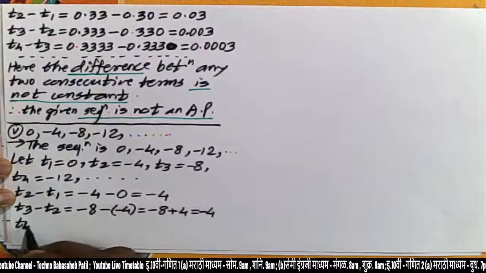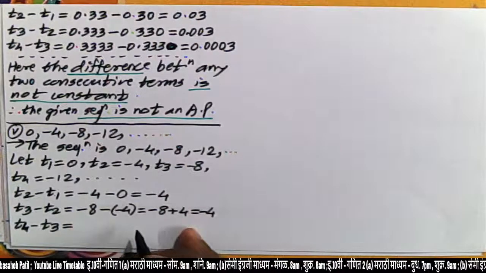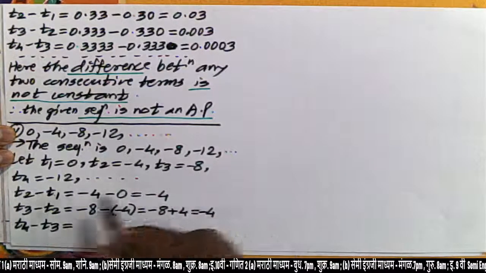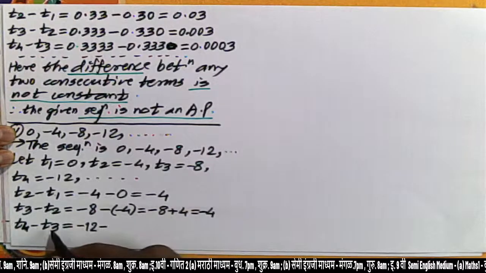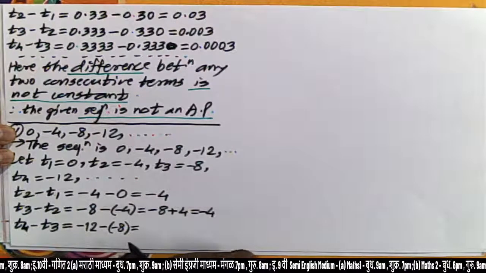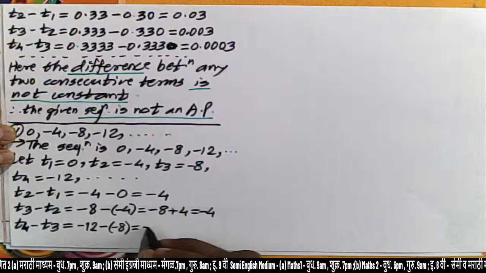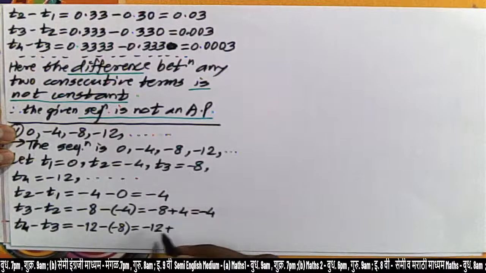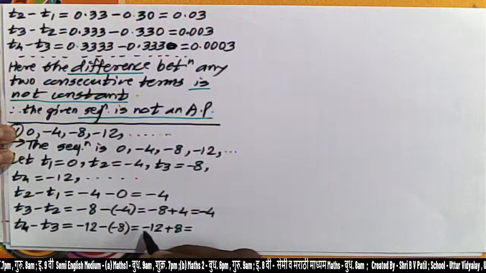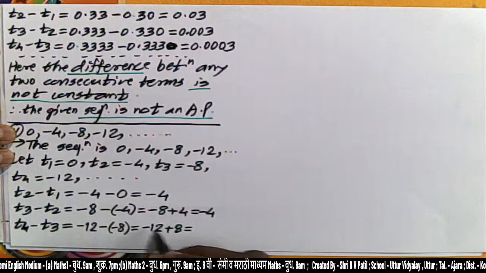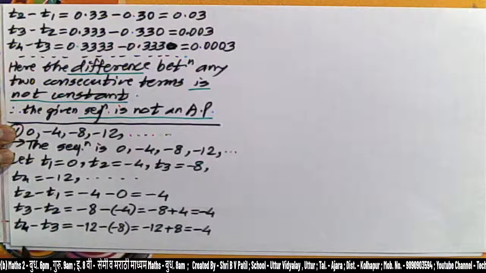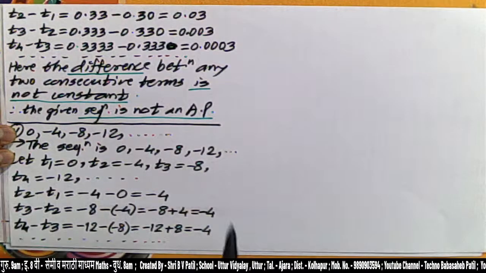Then next, T4 minus T3. The value of T4 is -12 minus the value of T3, which is -8. Good answer given. -12 minus plus 8. What do we get? Answer. Signs are different and different signs indicate subtraction. The subtraction is -4 because the larger number's sign is minus. And in this way we can take the common difference, and so on.